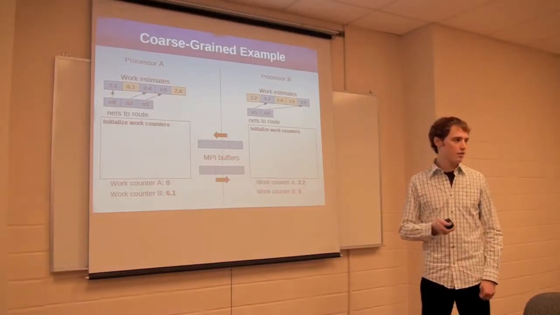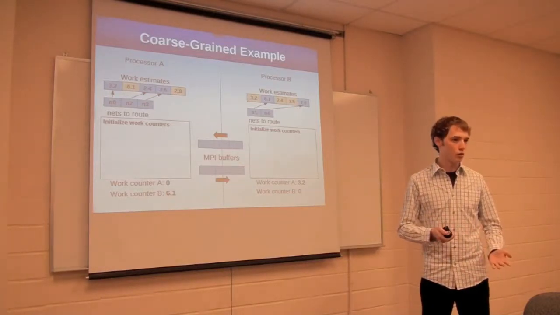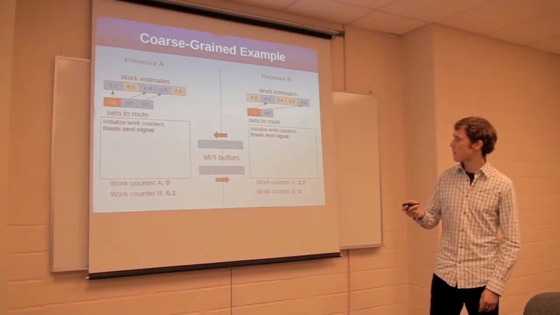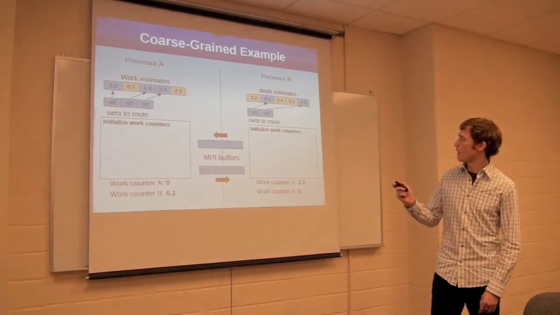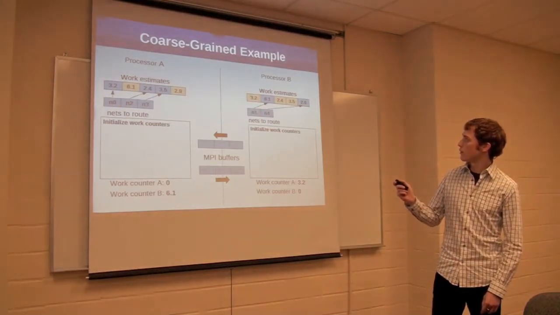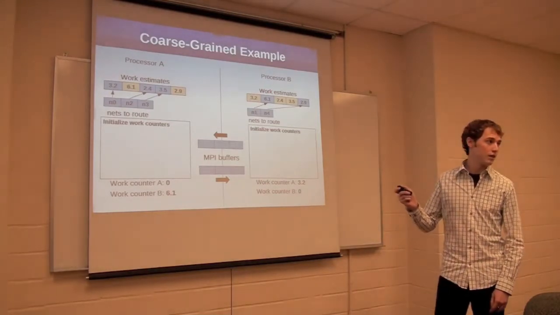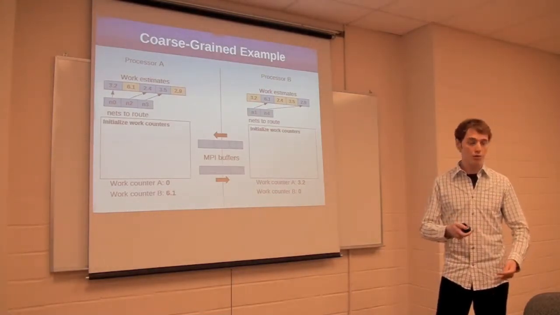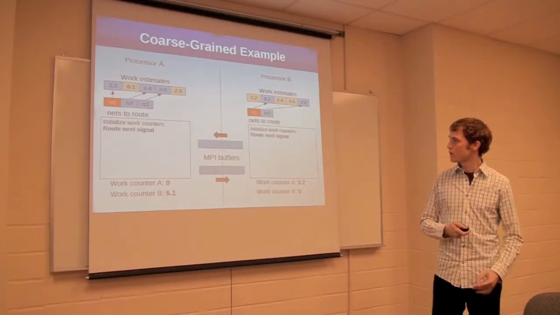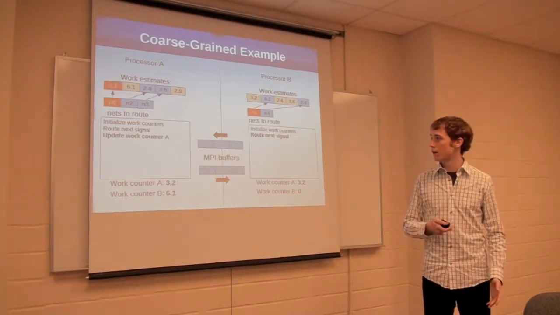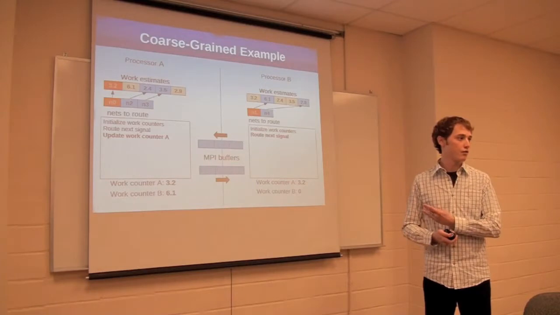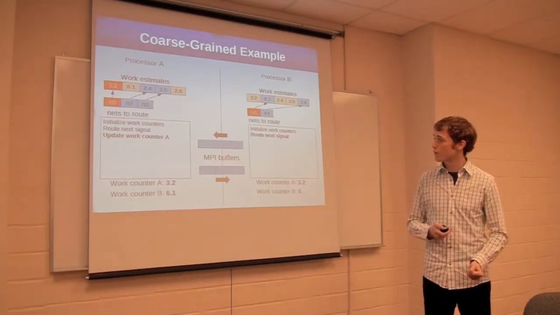And we should expect to receive an update when we've done 6.1 units of work, because at that point, the first net in processor B will likely have completed. So it will have sent an update and we should be able to receive it. Okay, so we start routing the next signal in parallel, and actually processor A finishes first because it doesn't have to do as much work for its net.